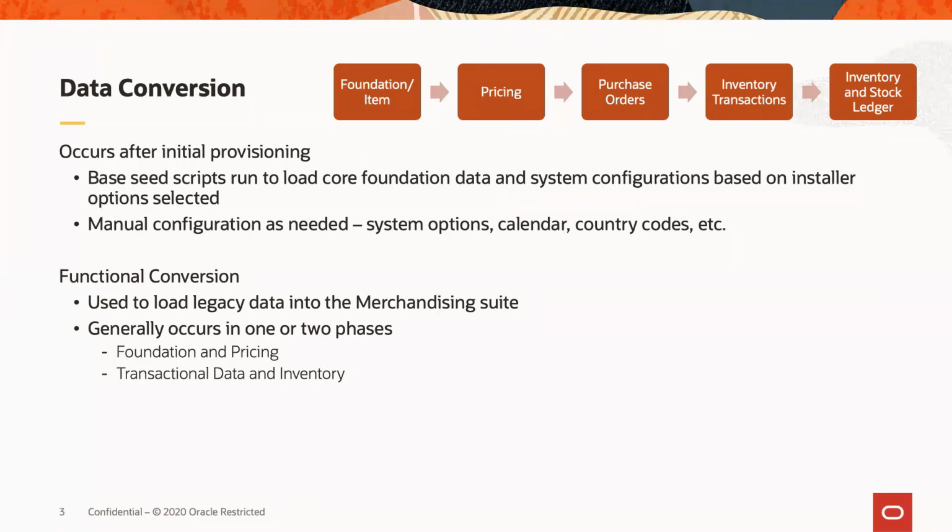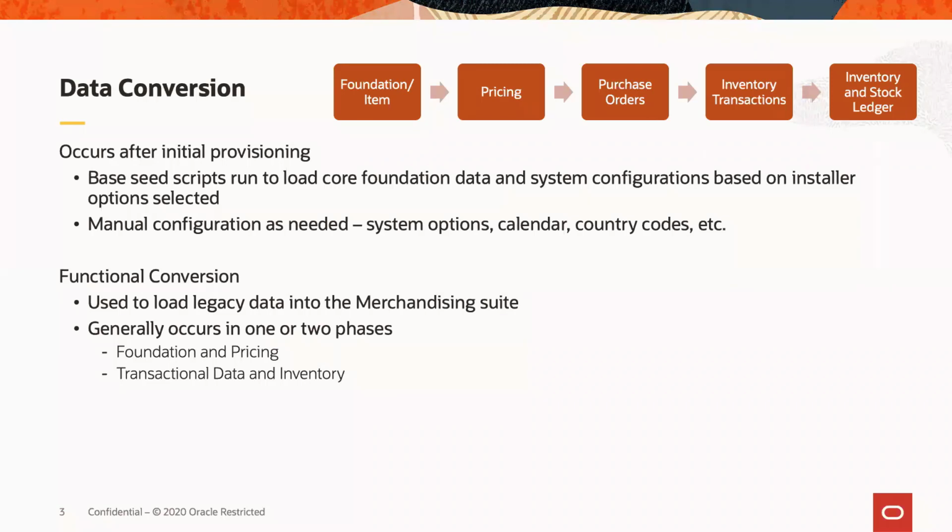There's also some additional seed data that's loaded, things like calendar, country codes, and what are the available languages that you want to use in the solution. And those all can be configured to limit which ones are applicable for the customer. Those will all happen as part of the initial provisioning process, in front of what we're going to be talking about today, which is more the legacy data conversion process, which is what I'm calling here functional conversion.